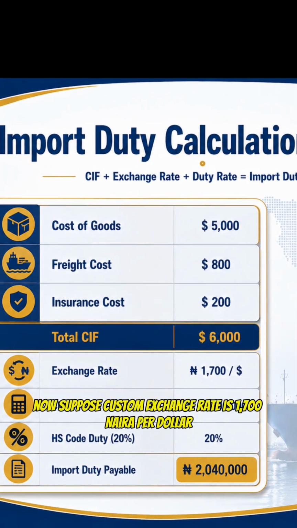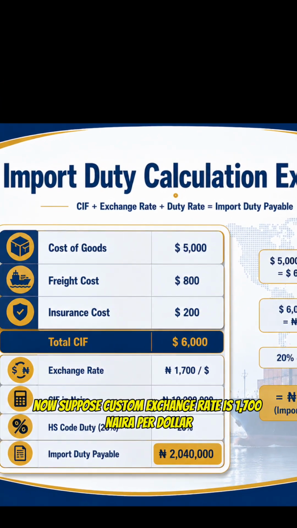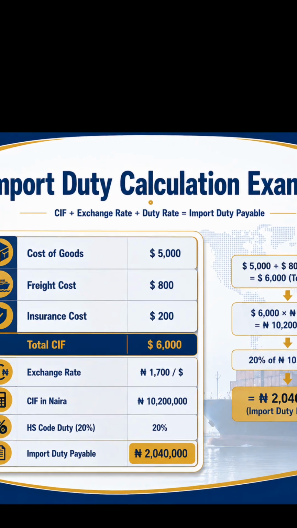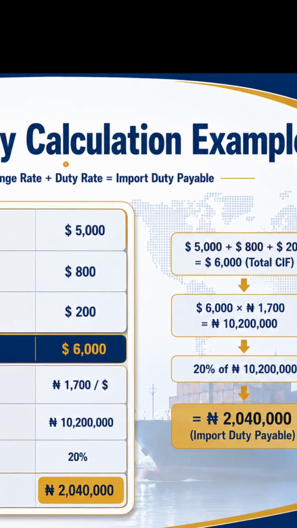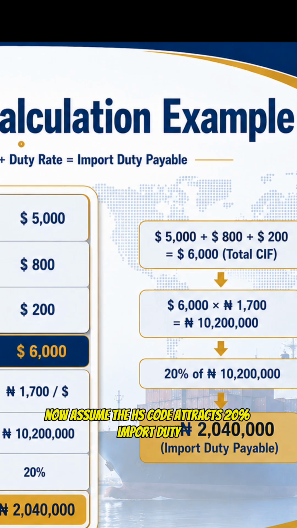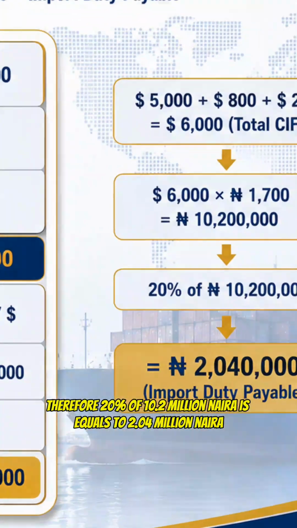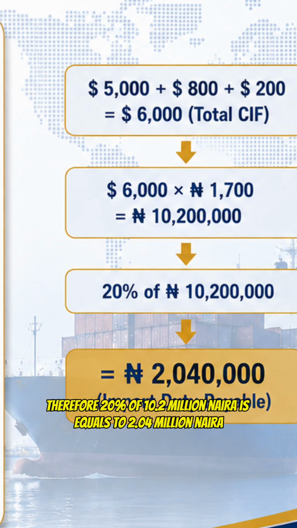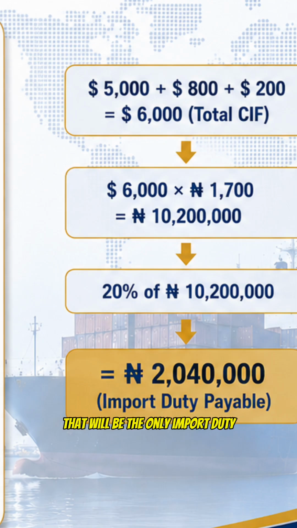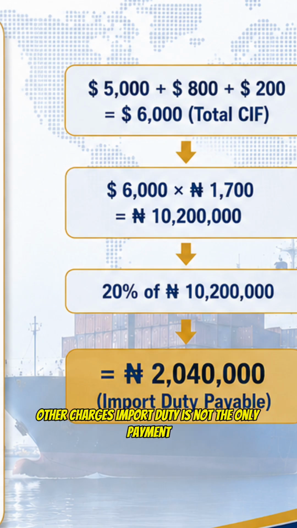$6,000 in total. Now suppose the customs exchange rate is 1,700 naira per dollar. Then $6,000 multiplied by 1,700 naira is 10.2 million naira. This becomes the customs value. Now assume the HS code attracts 20% import duty. Therefore, 20% of 10.2 million naira equals 2,040,000 naira. That will be the import duty.